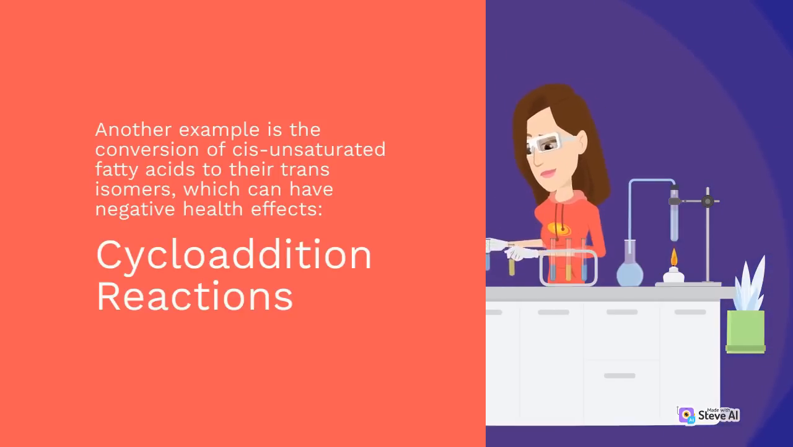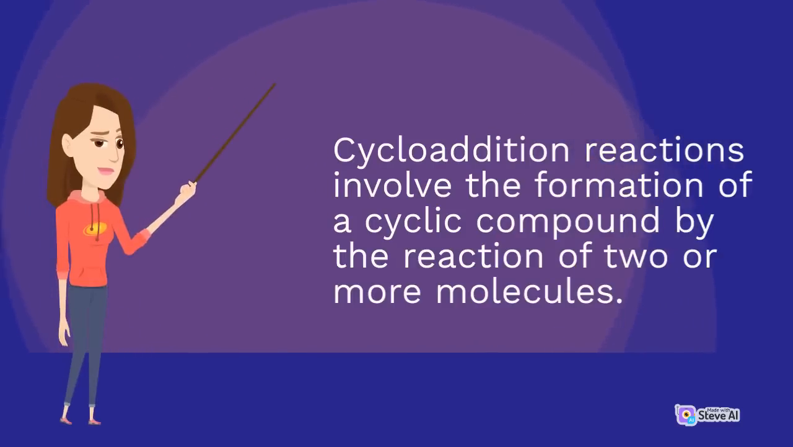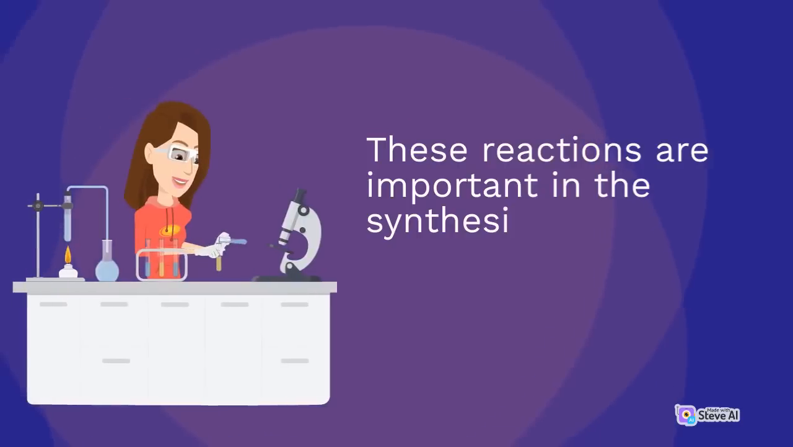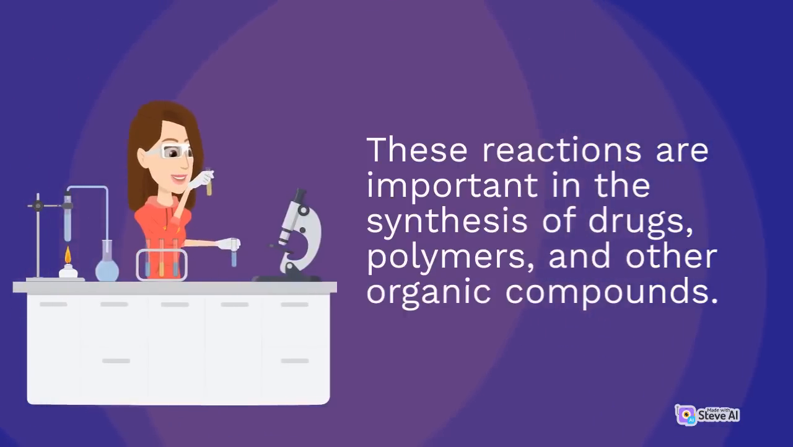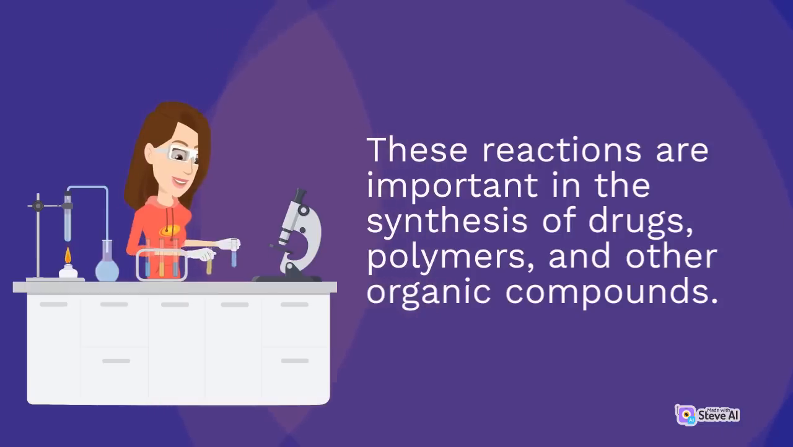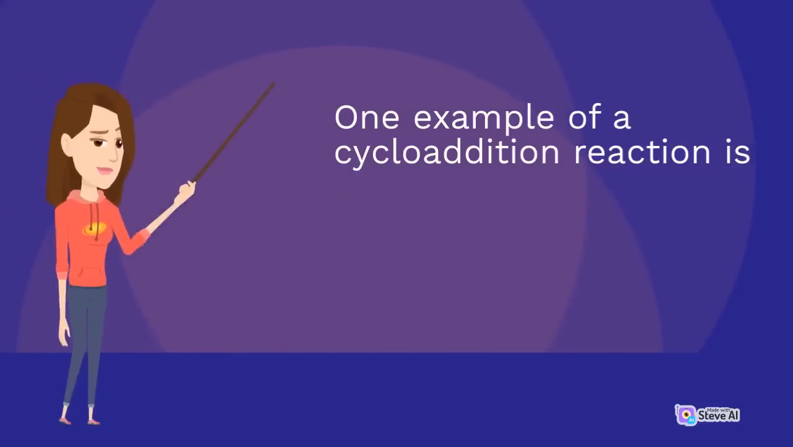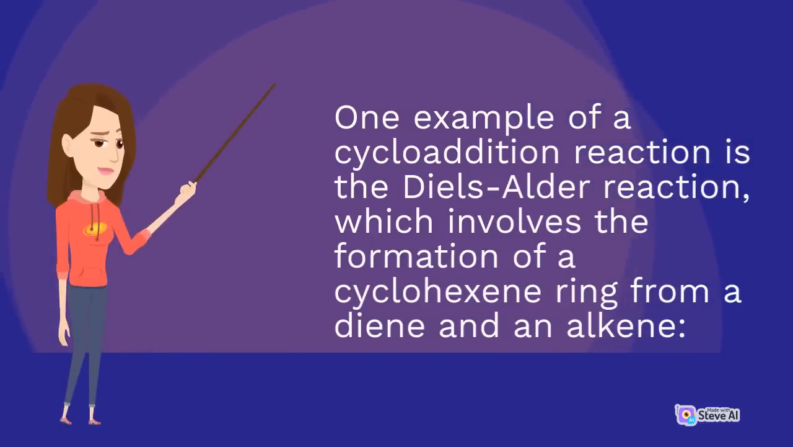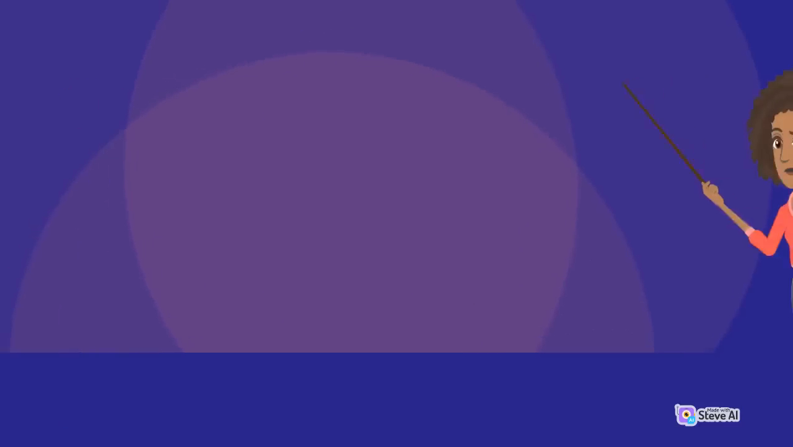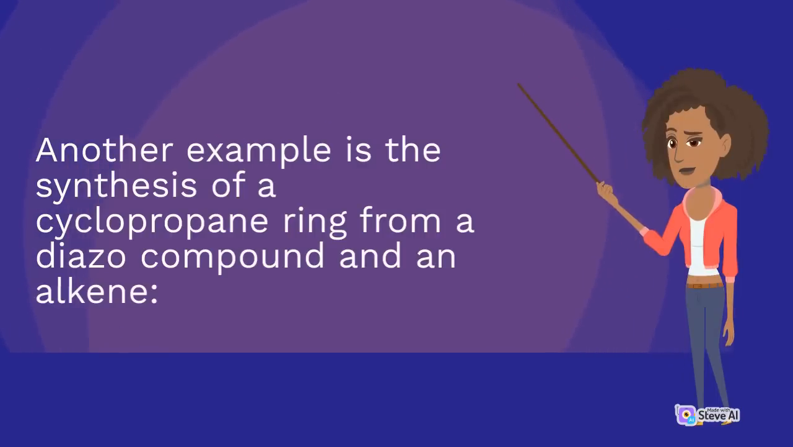Cycloaddition reactions. Cycloaddition reactions involve the formation of a cyclic compound by the reaction of two or more molecules. These reactions are important in the synthesis of drugs, polymers, and other organic compounds. One example of a cycloaddition reaction is the Diels-Alder reaction, which involves the formation of a cyclohexene ring from a diene and an alkene. Another example is the synthesis of a cyclopropane ring from a diazo compound and an alkene.